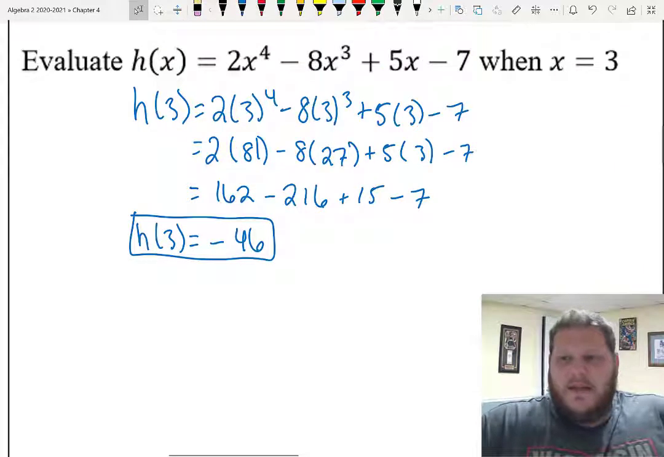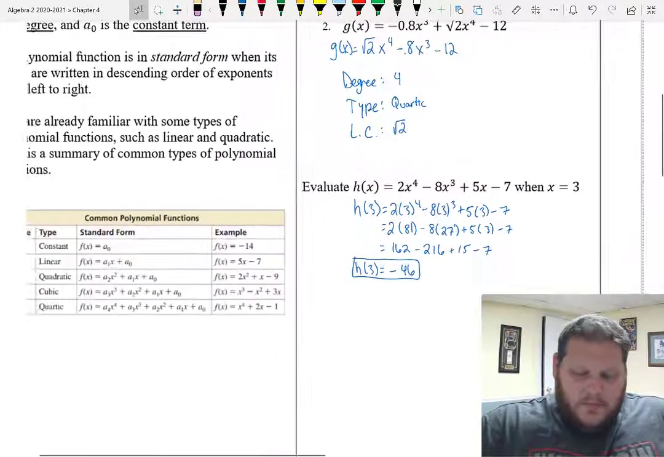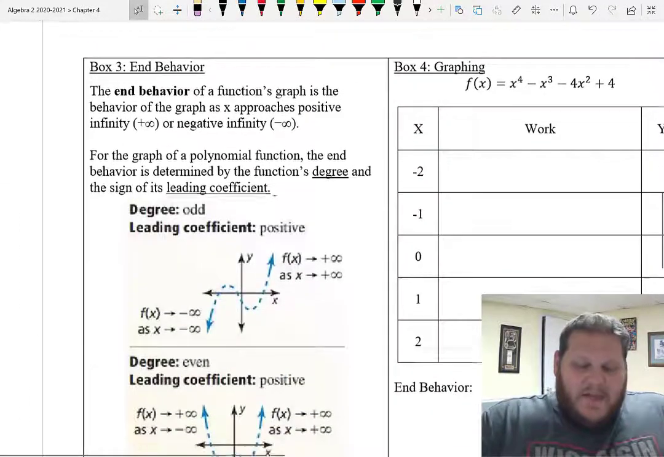We know that it's there for us when we need it, and you will always be allowed to use it. So don't be afraid to utilize that tool. All right, moving along to box 3.